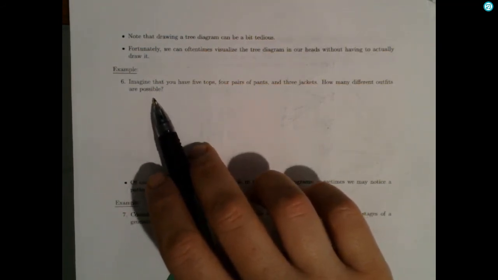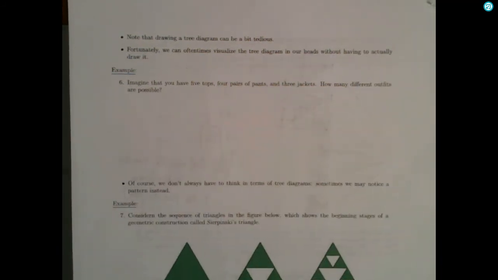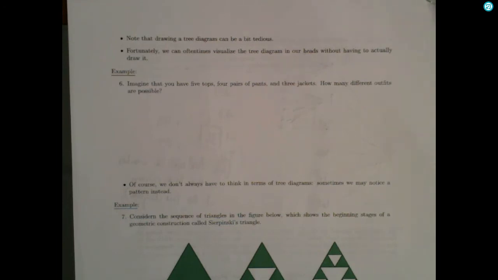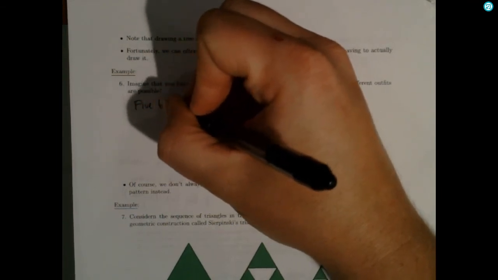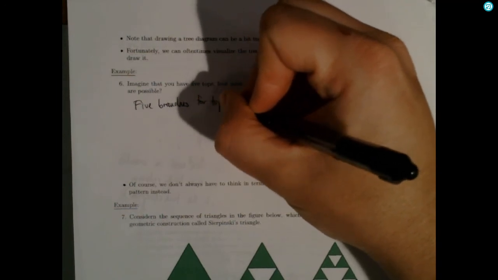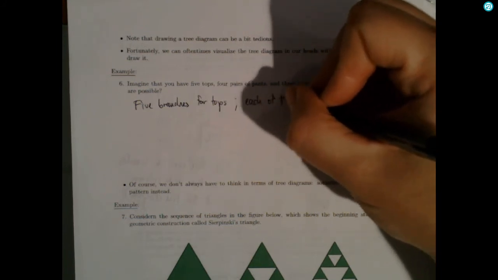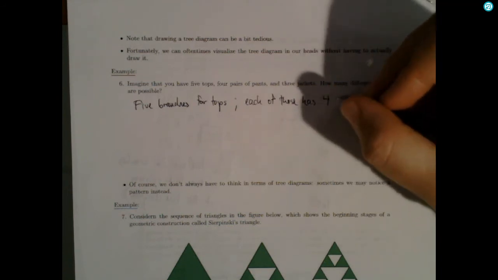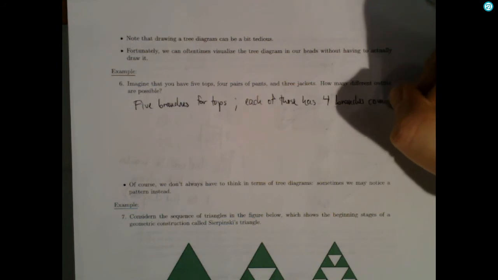But if you wanted to write something down to kind of remind yourself what we thought about when we were thinking through this problem, you could say something like this. You could say 5 branches for tops. Each of those has 4 branches coming off of it.